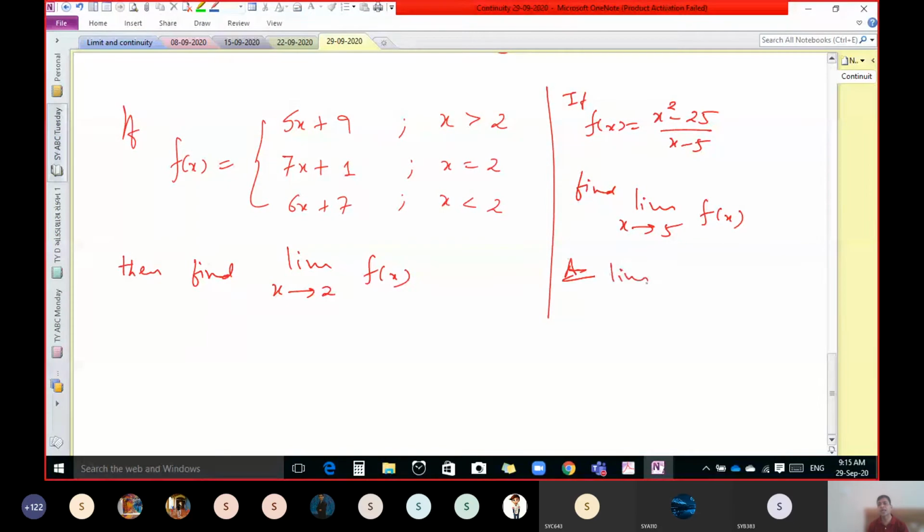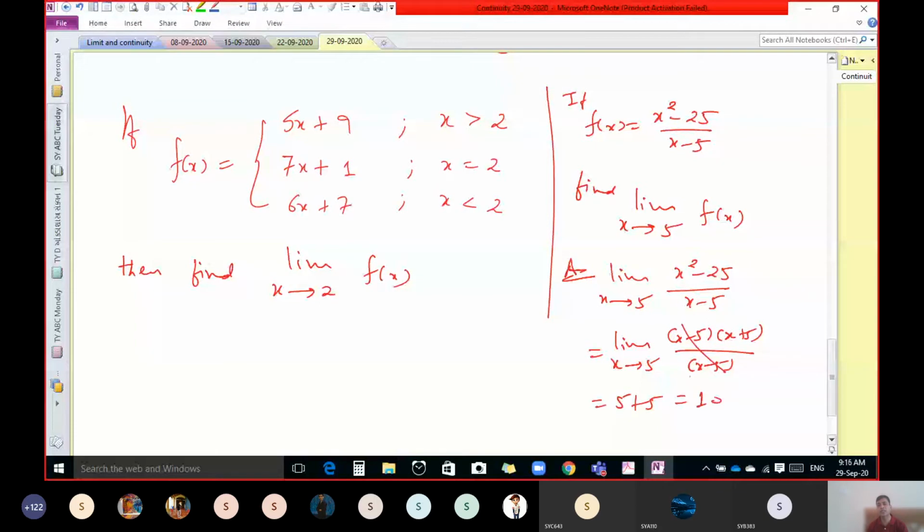Limit x tends to 5, put f of x. f of x is x square minus 25 upon x minus 5, and we know how to find the answer to this question. We just have to find the factors. The factors are x minus 5, x plus 5 upon x minus 5, and you can cancel and you will get 5 plus 5, which is 10. If this is the question, then 10 is the answer.